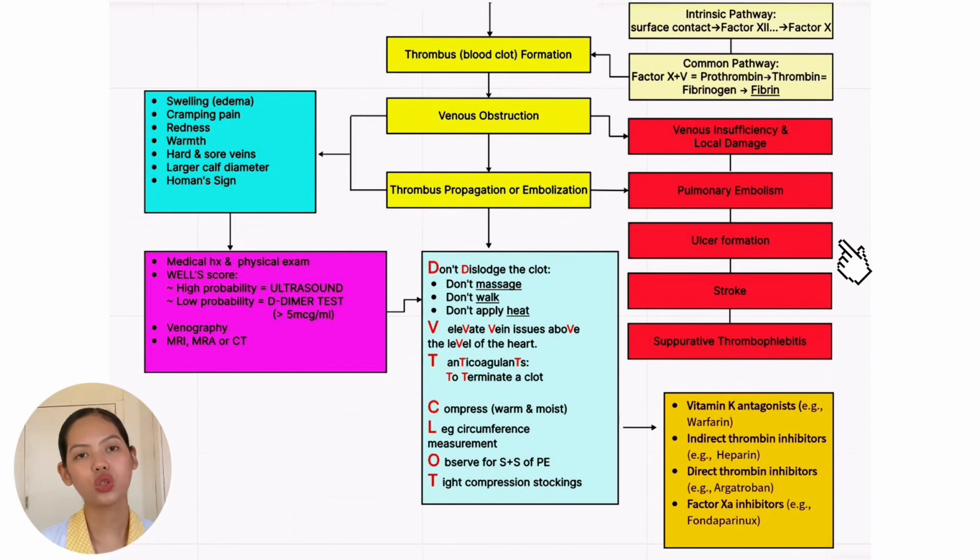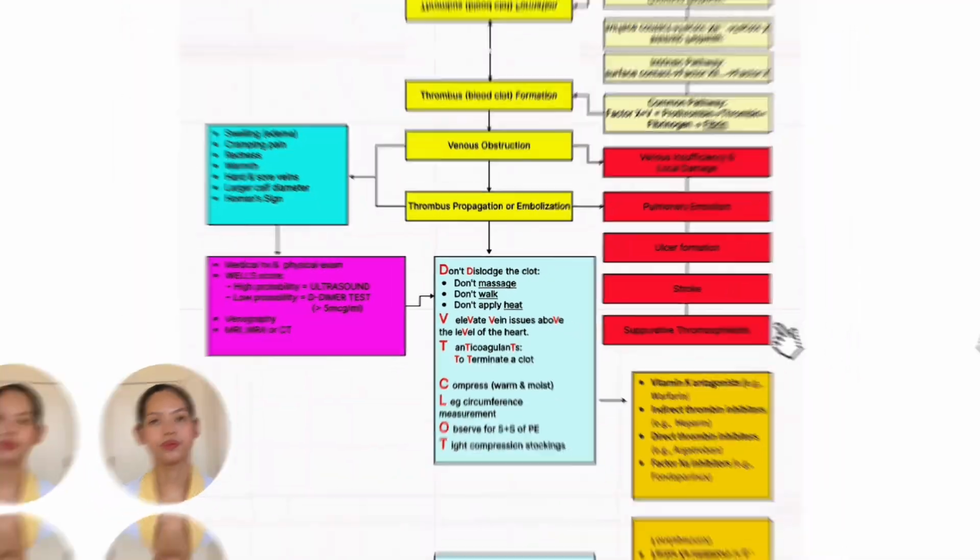Next, we have the stroke, which is a rare but possible complication if a clot travels through an abnormal heart connection, such as an atrial septal defect. So the clot can bypass the lungs by traveling directly from the right side of the heart to the left side. From there, the clot can travel to the brain, blocking the blood flow and causing a stroke. And lastly, we have the suppurative thrombophlebitis. This is when a blood clot becomes infected, causing inflammation of the vein and the surrounding tissues.